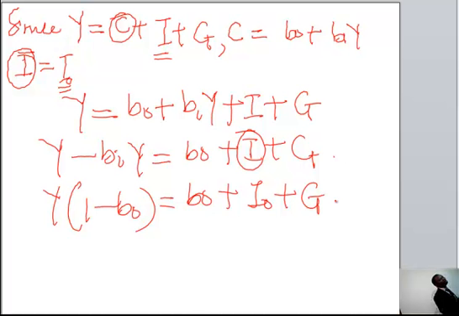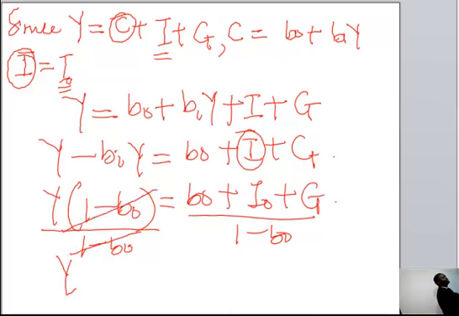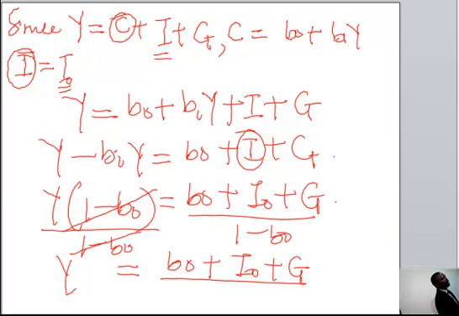So now what we need to do here is to divide both sides by 1 minus B1. If you divide both sides by 1 minus B1, we have 1 minus B1 over 1 minus B1. In this case, this cancels this. Our Y will now be equal to B0 plus I naught plus G over 1 minus B1.